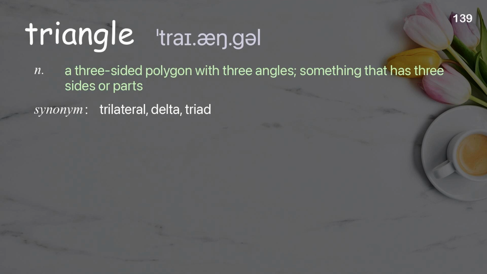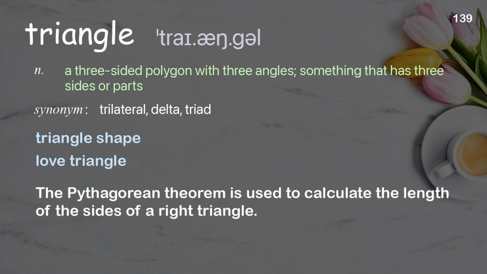Triangle. A three-sided polygon with three angles; something that has three sides or parts. Examples: Triangle shape. Love triangle. The Pythagorean theorem is used to calculate the length of the sides of a right triangle.